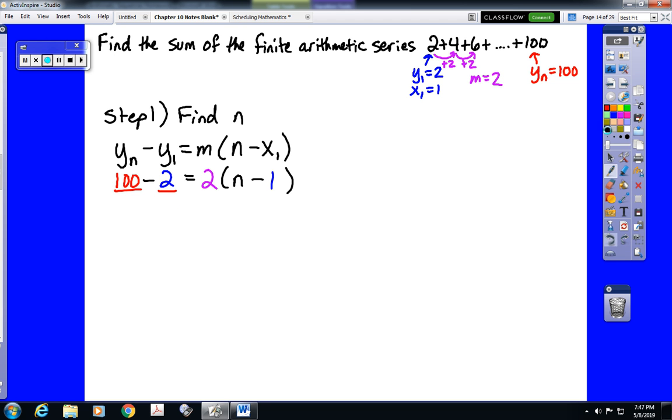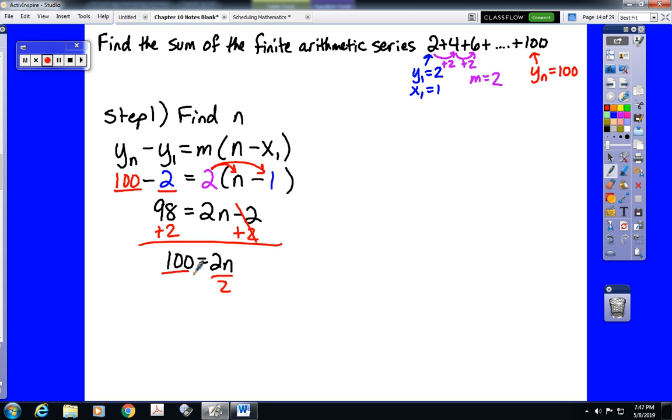I actually would prefer that was in black. So 98 equals, and we're going to distribute n, giving us 2n minus 2. That's a two-step equation. So we're going to add 2 to each side, which gives us 100 equals 2n. And then divide by 2 to give us that n equals 50.